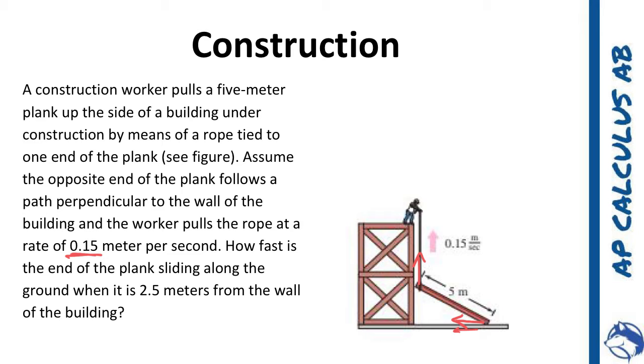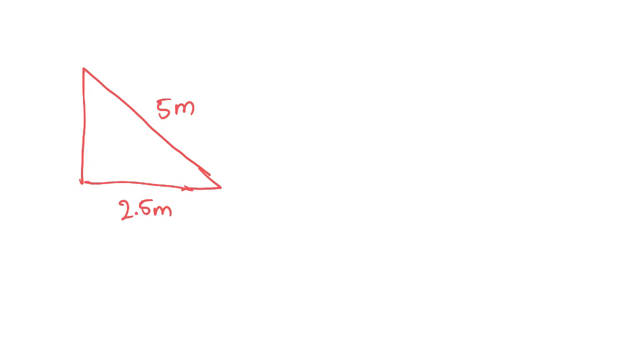So what I like to do is I'm going to just go to a new spot and draw a new picture. So it's going to look like this, where I've got this piece here, and they give me that this is 5 meters. They said that this is 2.5 meters, and I'm not quite sure what this is, so I'm going to call that y here because it's in the y direction. I know that this is a right angle, and I know that my dy/dt, my change in y with respect to t, is equal to that 0.15 meters per second.